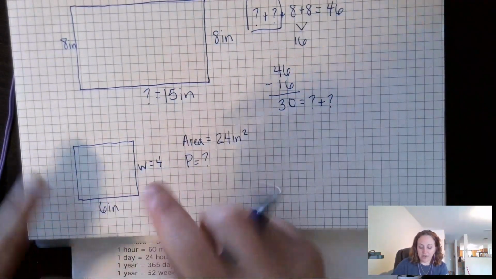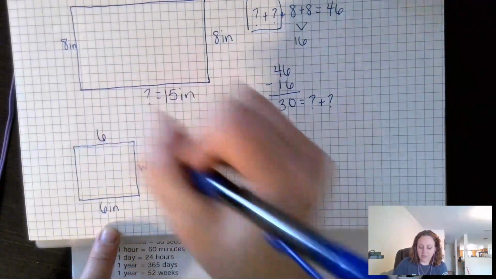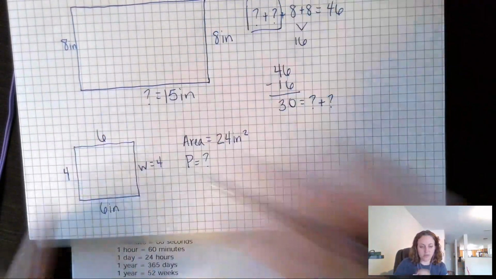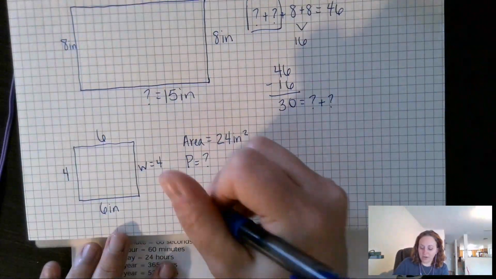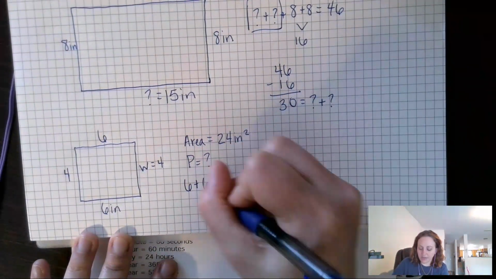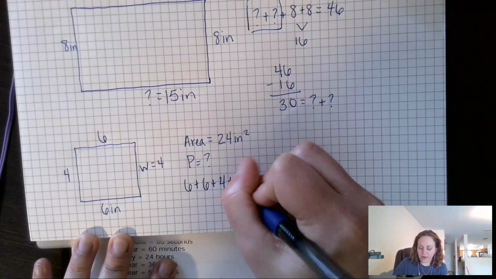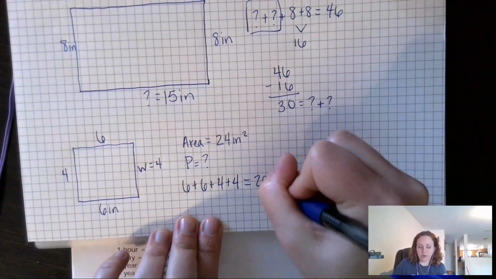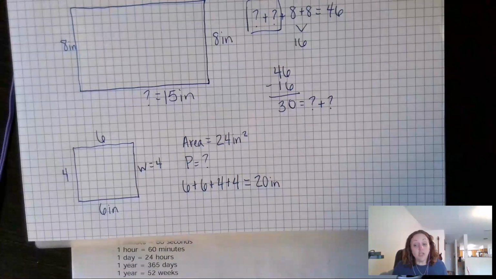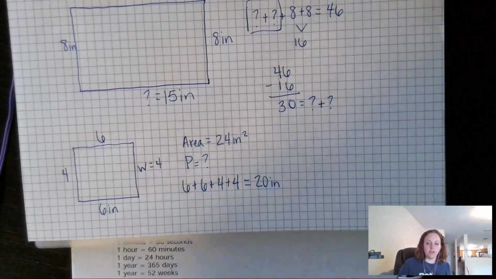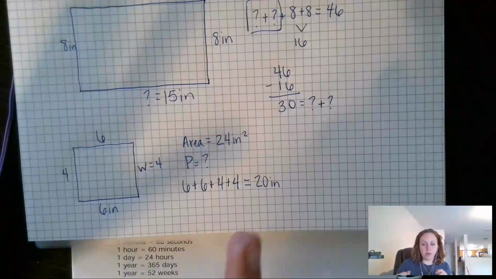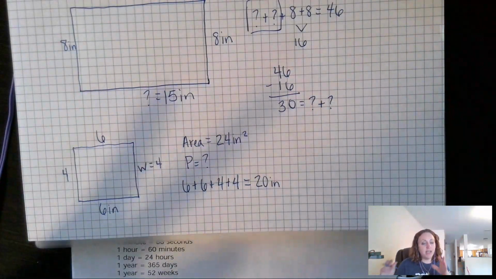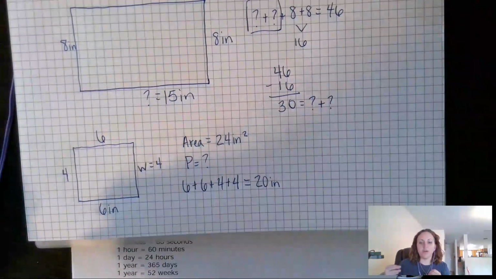So now I do know this side. And remember, if I know this, I know this. And if I know this, I know this. Right? So now I can find the perimeter. 6 plus 6 plus 4 plus 4. And I add all that together and I get 20 inches. The perimeter is 20 inches. So again, it's important that you know what area means and how to find it, and what perimeter means and how to find it, and then you can use what you know to figure out what you don't know.